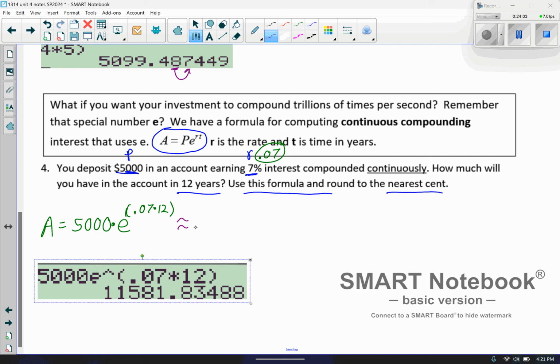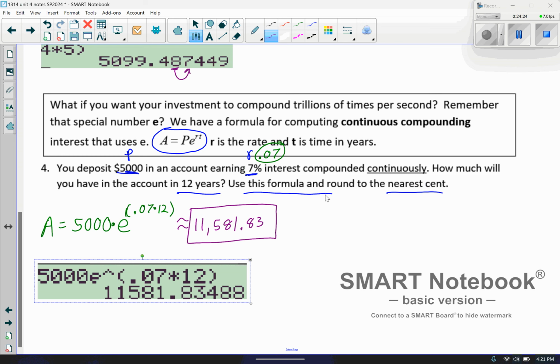All right, so here we are. So we're going to have 11,581 point, and now this is going to round to 0.83 right there. So we don't want to round that 3 up. We're going to keep it there. And there we are. Okay, so that kind of covers part of the application you're going to see with these exponential functions.